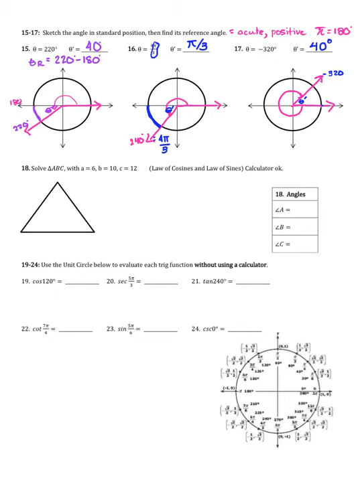Now, this is the only problem where you're going to need a calculator. So we are given side, side, side, and we're going to do some law of cosines and some law of sines on this triangle. So this side is 6, b is 10. Remember, the lowercase is opposite the capital letter.